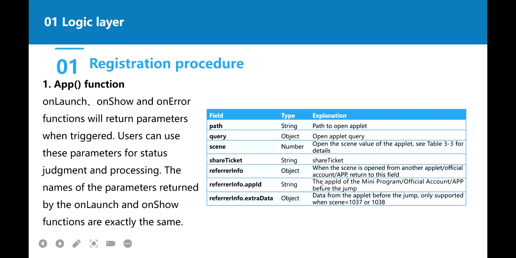We also have the app ID of the mini program, official account, or app before the jump, in the refer info app ID field. Then we have referrer info extra data, to get data from the applet before the jump, only supported by certain scenes.